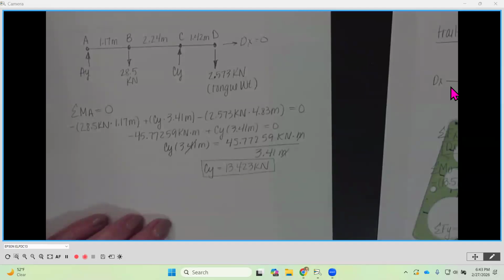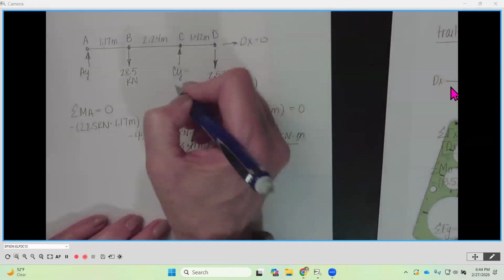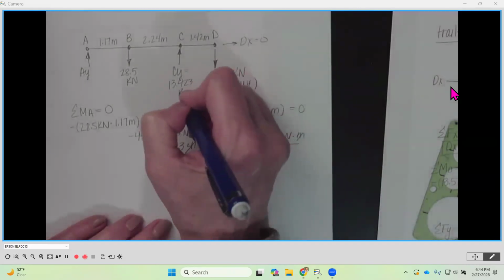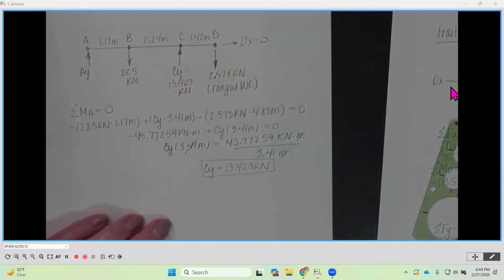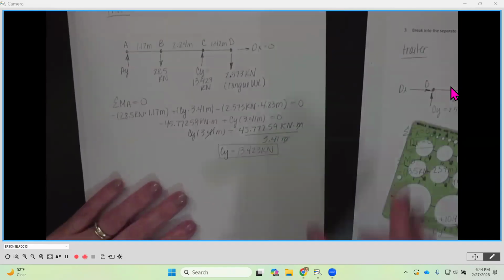So you should get CY equal to 13.423 kilonewtons. Okay, it is a positive value, so that means that we assumed the correct direction. So this is going to be 13.423 kilonewtons going up. Okay. So that means we have one more to solve for, right? AY.